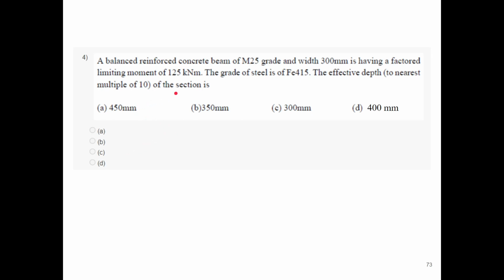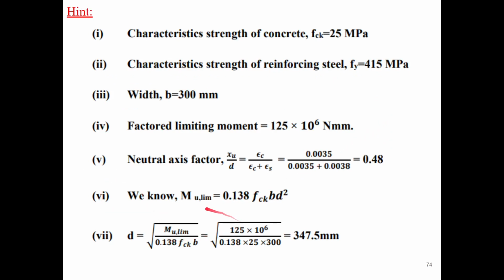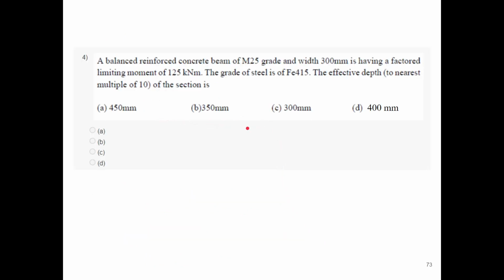So what we have to find out is the effective depth d. Because this is limiting moment and this is Fe415, we can use the formula Mu limit equal to 0.138 fck b d square. So Mu limit is 125 into 10 to the power 6, fck is 25, b is 300, and d we have to find out. Using this we will get d equal to 347.5 millimeter. So the nearest multiple of 10 will be 350. So B will be the correct option. As you can see, B is the correct option.